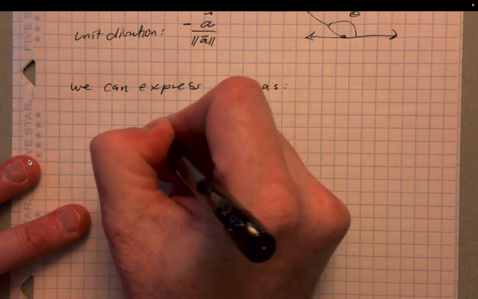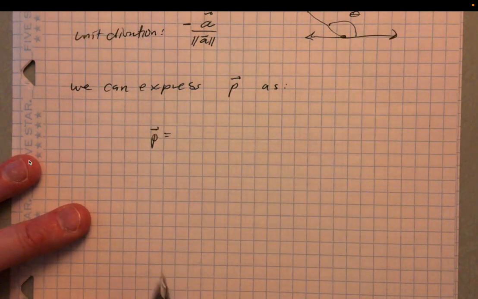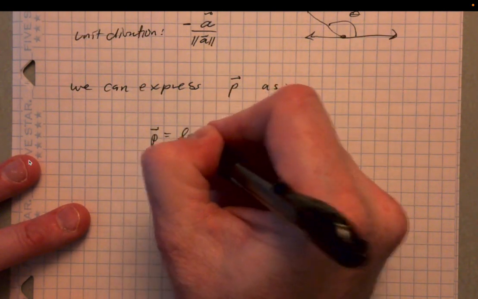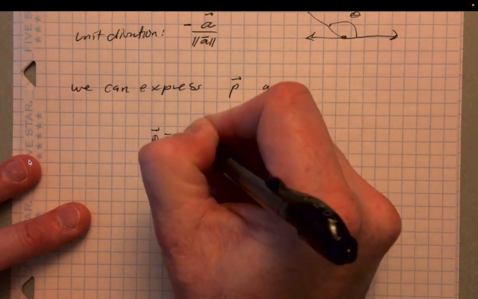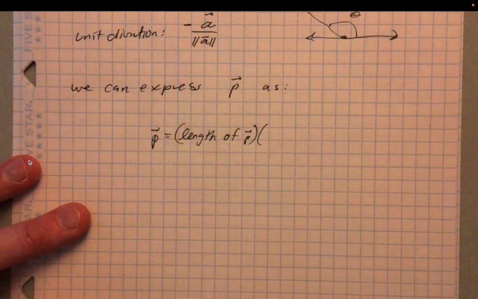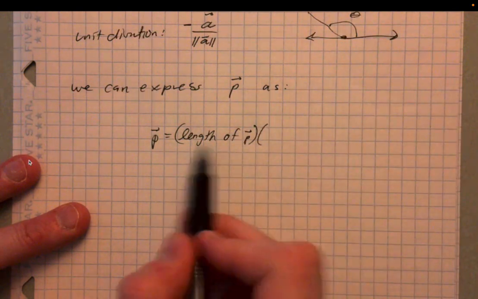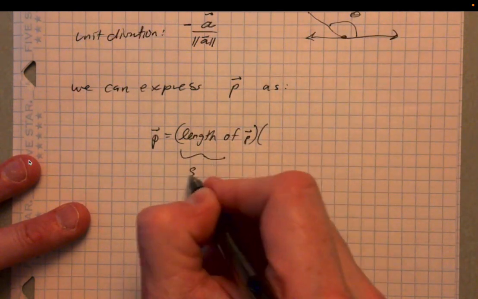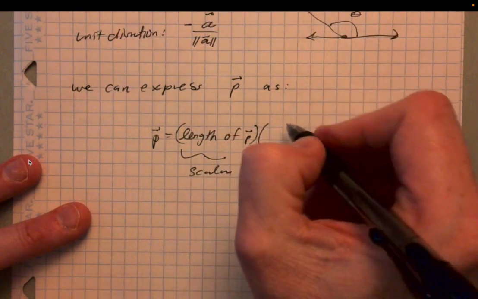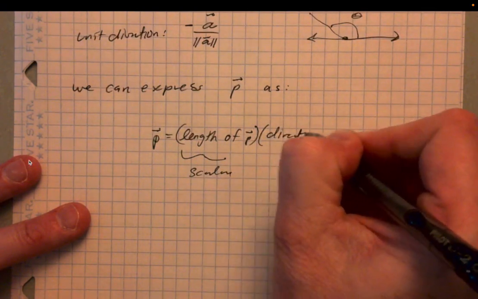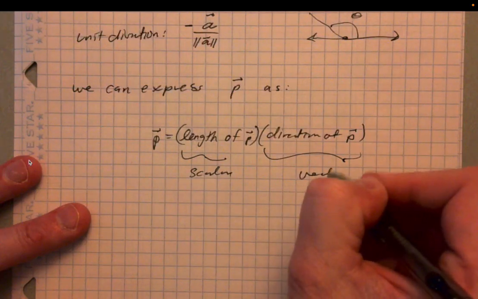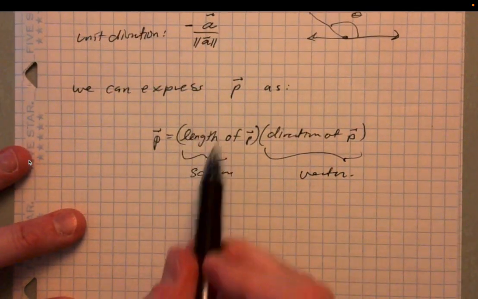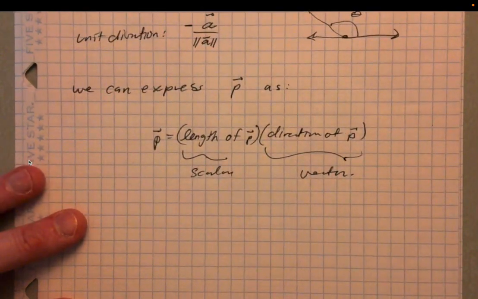Right, we can say P is equal to, well, the length of P. So here's how we could write it first in a sort of English. The length of P times, which is going to be a scalar, this is a scalar, times the direction, right? This is a vector. So you've got a scalar telling you the length of P, and you've got a direction, which is a vector.